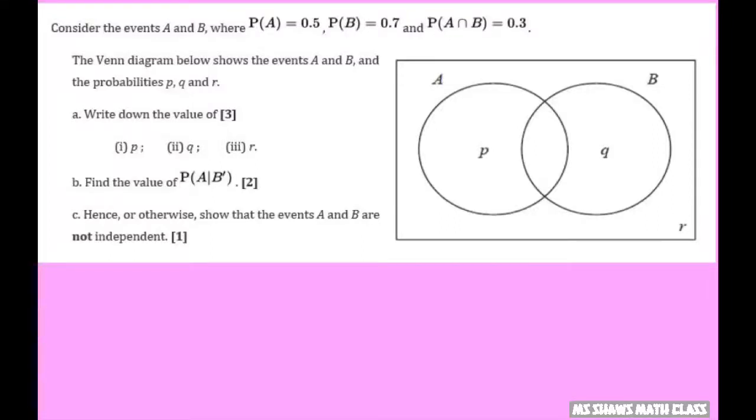Hi everyone. We're going to consider the events A and B, where probability of A equals 0.5, probability of B equals 0.7, and probability of A intersects B is 0.3. Basically, this means A and B together. So this little part in the middle is 0.3. And we're going to find these probabilities.